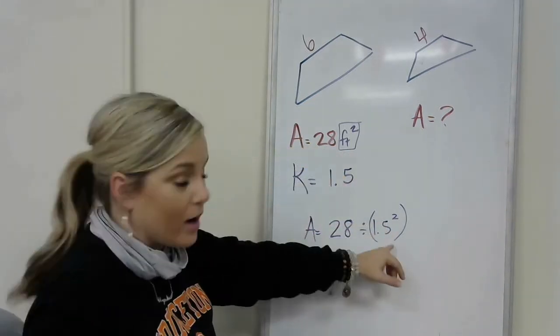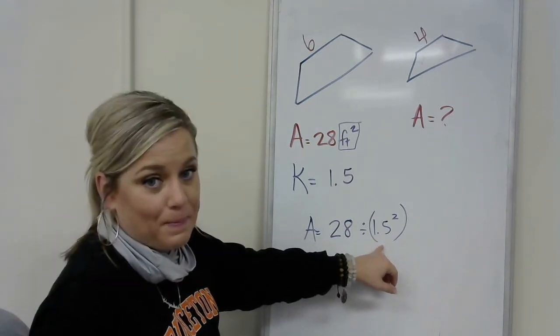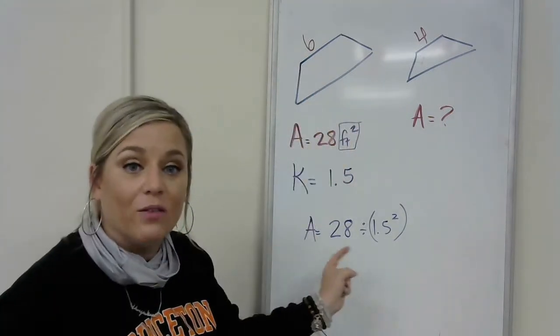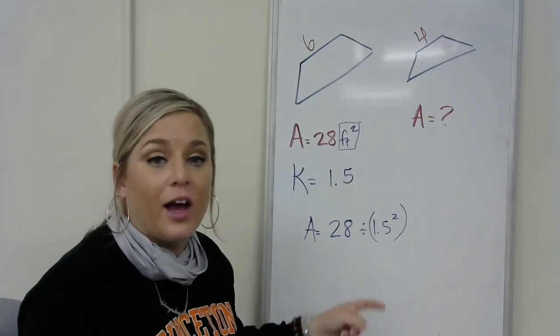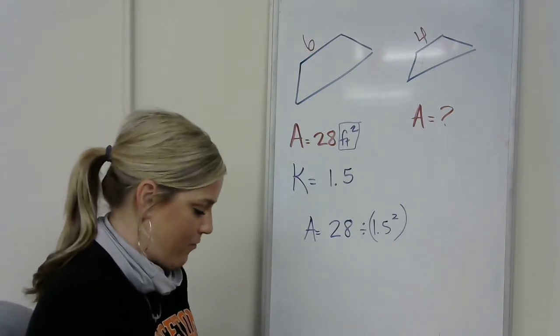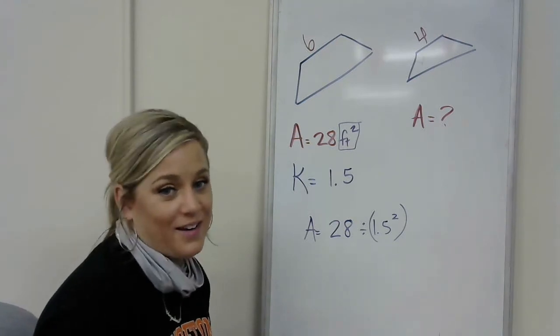So I have to square my scale factor. Okay? And I'm going from a big one to a little one, so I've got to divide right there. I'm going to divide. So use your calculator and do 28 divided by 1.5 squared. Okay? Make sure you square this.